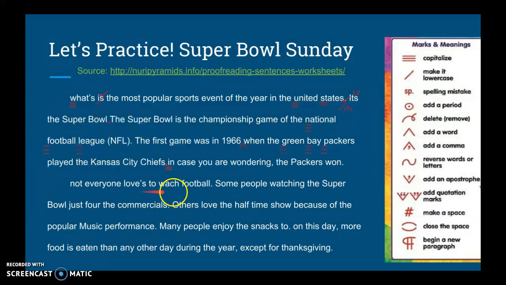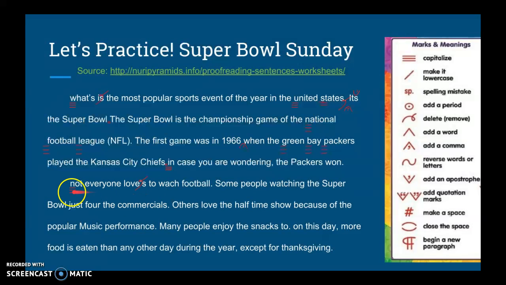Not everyone loves to watch football. So here again, we need to capitalize that first letter. Loves is not really a contraction, so we need to take out this apostrophe. What's the symbol that we use to take something out? You got it, the delete symbol.